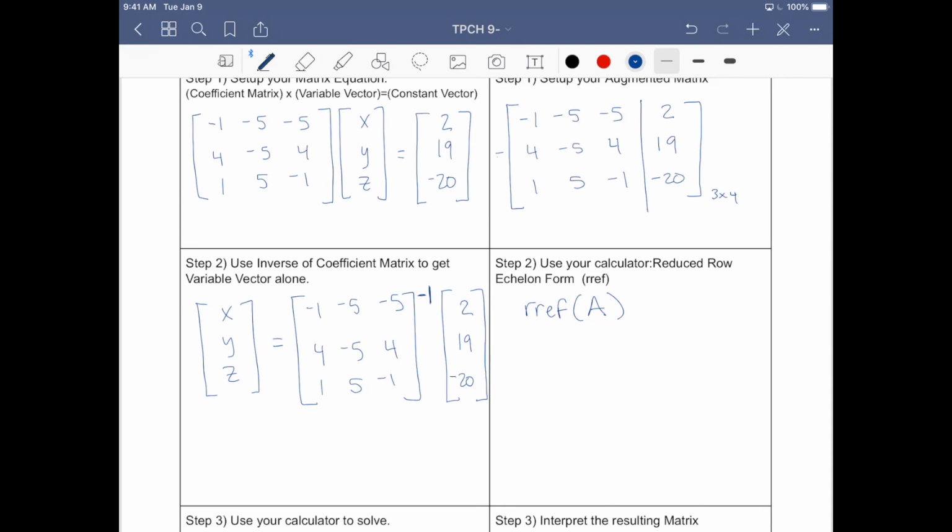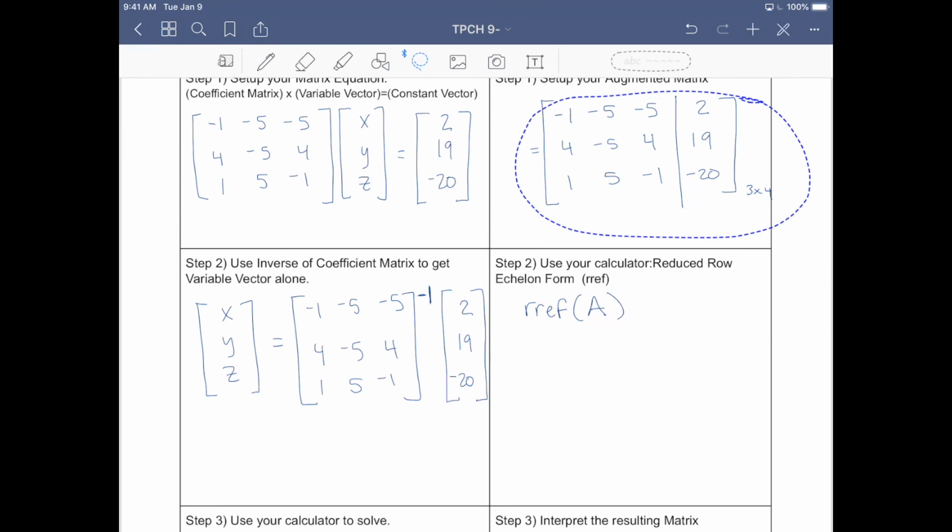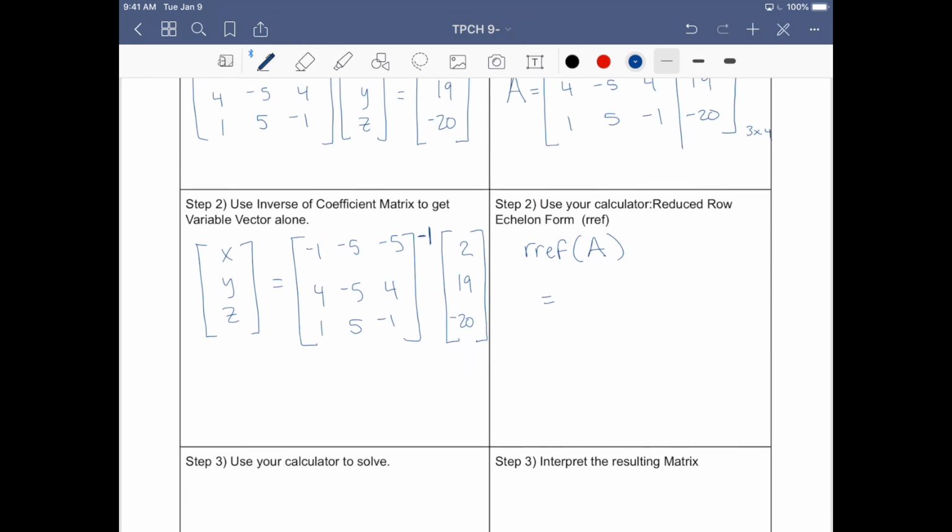I'm going to call this matrix A again. I'm kind of running out of space, so I'm going to move it over. Should have done that first. So reduced row echelon form of matrix A. Tell me what that is and then interpret it in step 3.